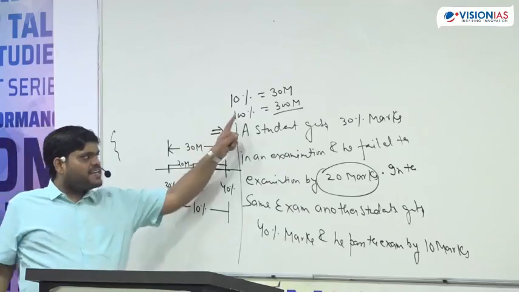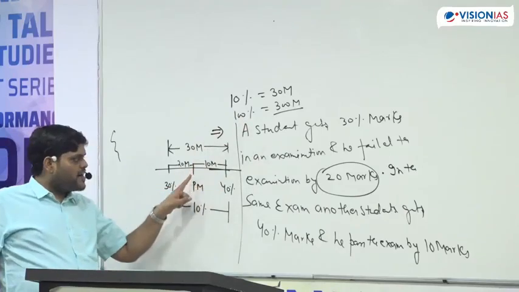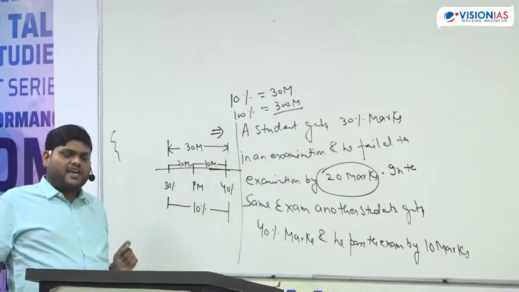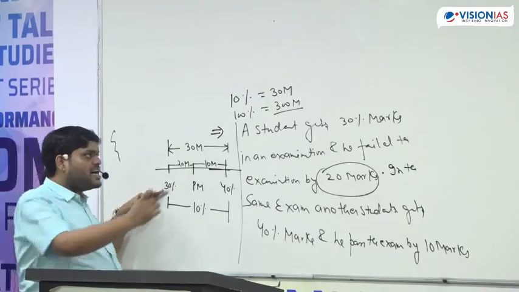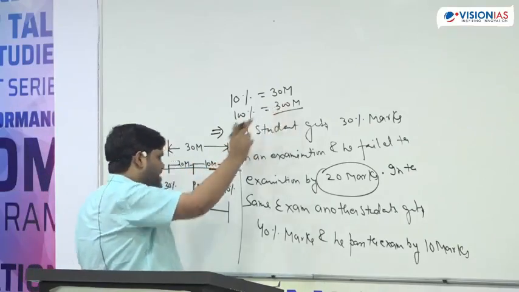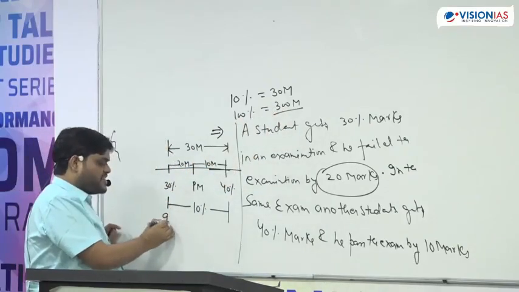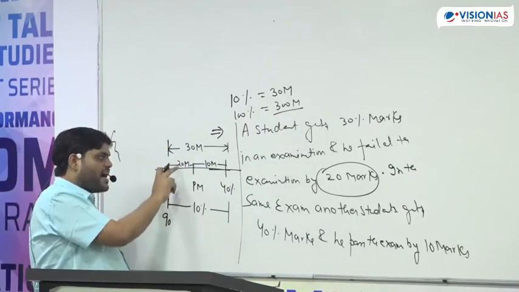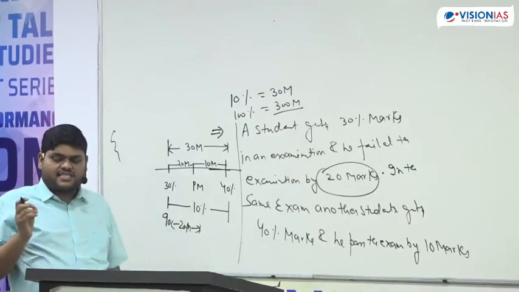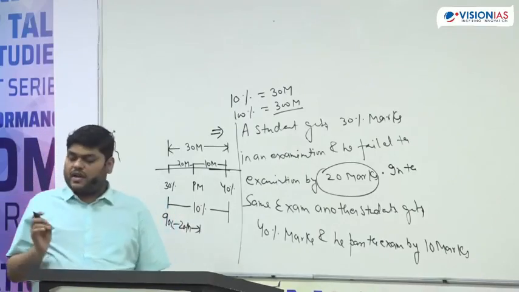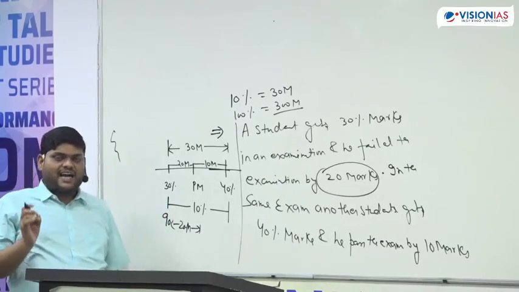Now when we get the total marks, we have to find out the passing marks. How can we find out the passing marks? We will find out 30%. 10% of 300 is 30. 30% of 300 is 90. And we have to add 20 marks to reach the passing marks. That means total passing marks is 110.